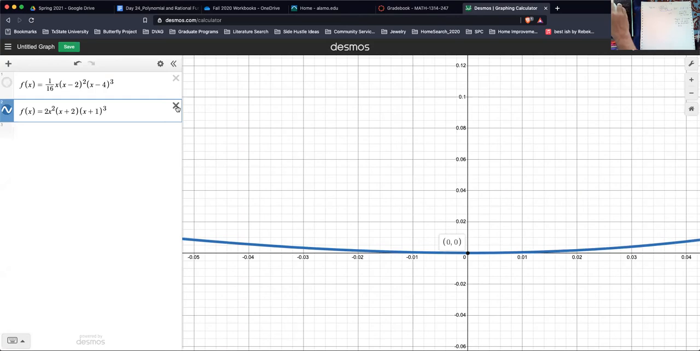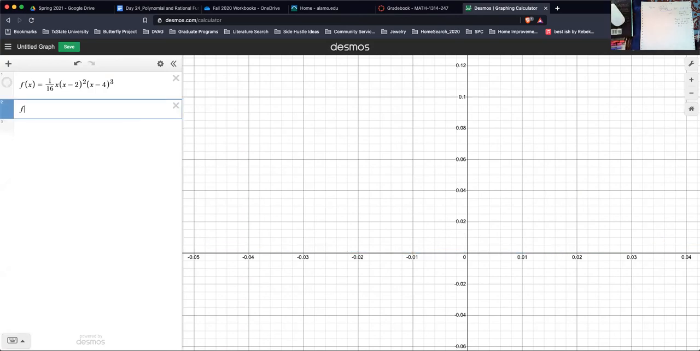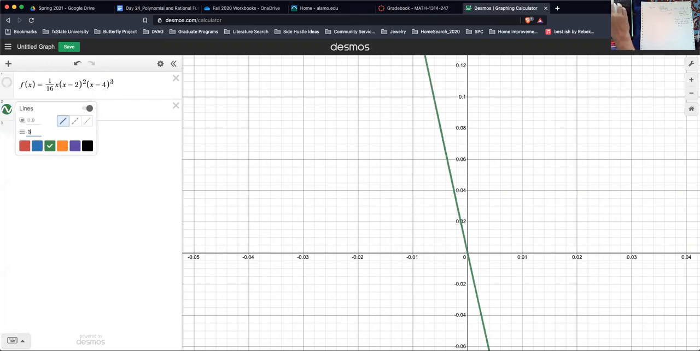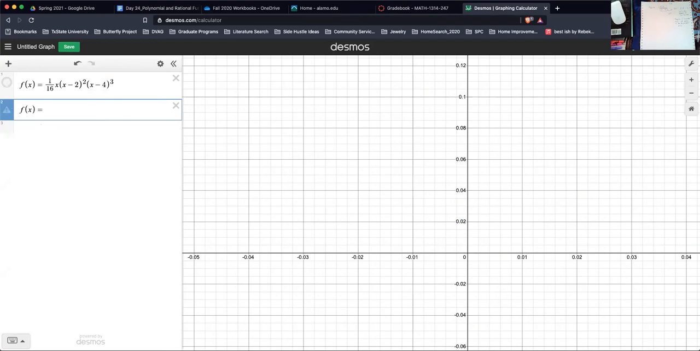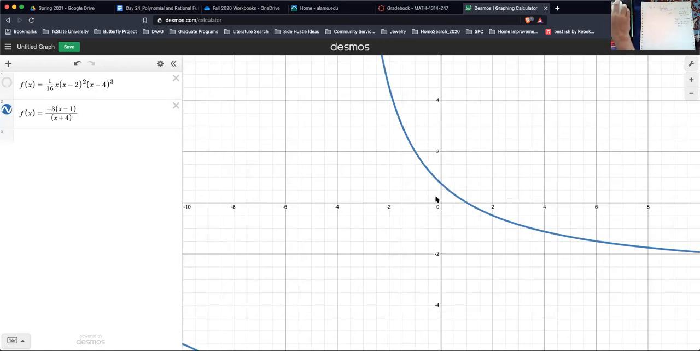Go to Desmos, clear this, get a new function, and make sure that it is a thick line. There we go. And f of x is equal to, since we have a fraction, I'm just going to hit the backslash button so that I can get the division bar. So I have negative 3 times x minus 1 on top, and I have x plus 4 on the bottom. And I'm zoomed in too far, so let me go to the home screen.